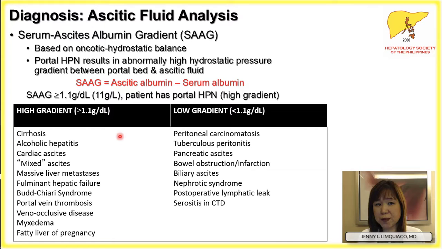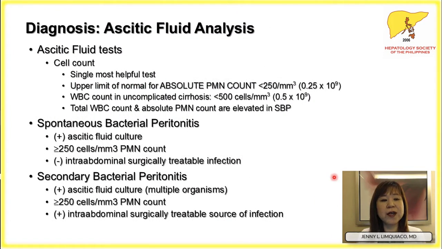Patients with liver cirrhosis, alcoholic hepatitis, and non-hepatic causes like cardiac ascites, mixed ascites, fulminant hepatic failure, portal vein thrombosis, or those patients with mixed edema or veno-occlusive disease, to mention some. And those disease entities with a lower gradient are the ones that are written on the right side. So for diagnosis, the single most important test is ascitic fluid testing, like cell count.